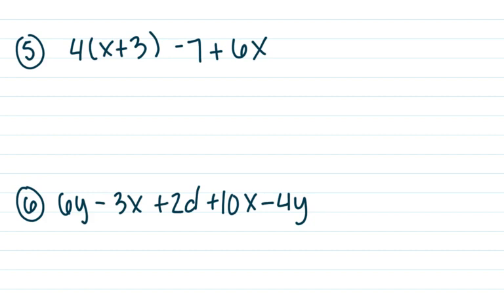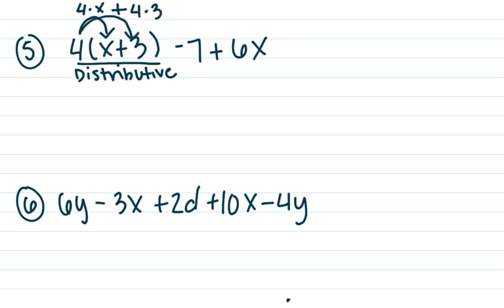On this one, do we recognize this? This is the distributive property. So that means that we have some multiplication to take care of. The distributive property means that I am going to multiply 4 times x plus I am going to multiply 4 times the 3. So when I simplify that, it's 4x plus 12 minus 7 plus 6x.